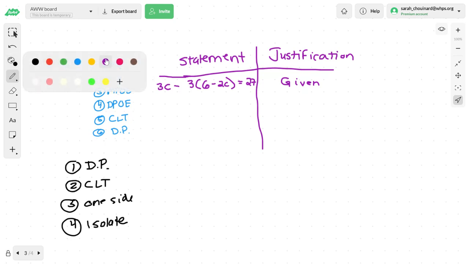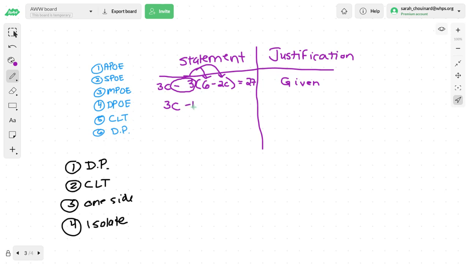So the first thing I need to do here is distribute. I'm distributing negative 3 because of the minus sign. So 3c is going to come straight down. Negative 3 times 6 is negative 18. Negative 3 is multiplying negative 2c, so that turns to positive 6c. So this new equation I got by doing the distributive property, so DP. After that, I combine my like terms. So I have 3c and 6c. That makes 9c. And so the way I got that was combining like terms.